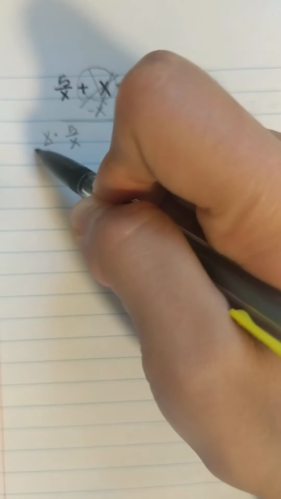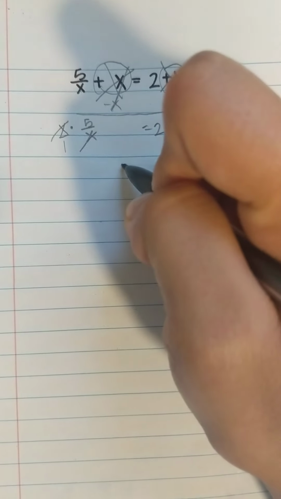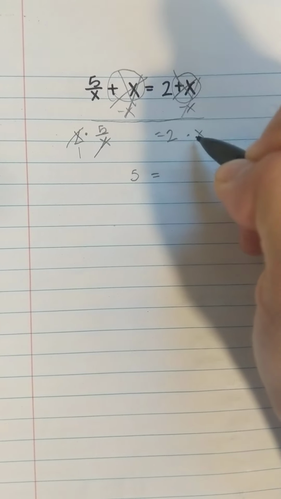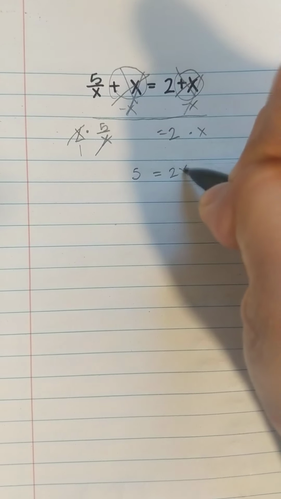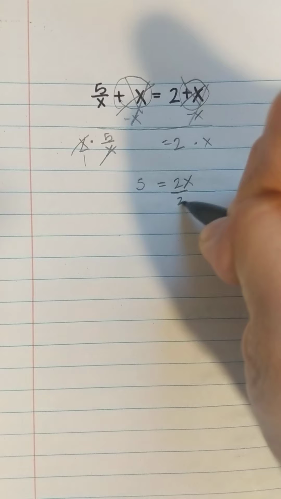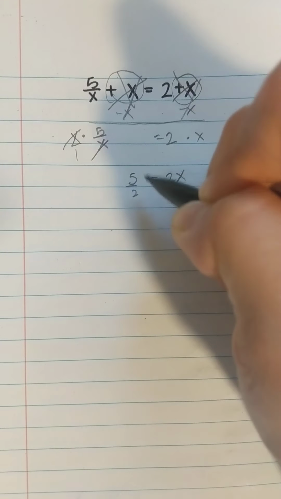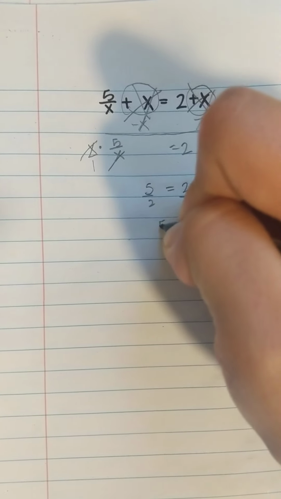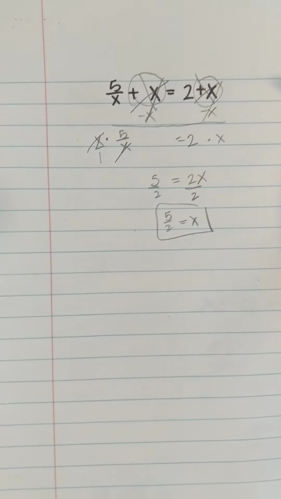Right, when I do that, these x's will cancel on the left side, and I'm just left with 5. 2 times x is 2x. Ooh, I'm almost there. Now let's just divide by that coefficient, 2, and x equals 5/2. You're done, you guys. That's it.